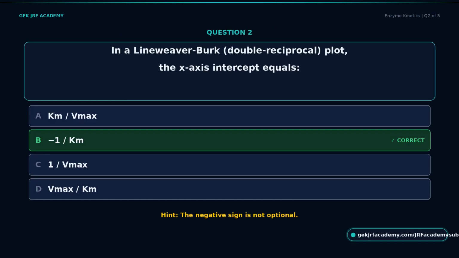Question 2. In a Lineweaver-Burk double reciprocal plot, the x-axis intercept equals which of the following? Option A, Km divided by Vmax. Option B, -1 divided by Km. Option C, 1 divided by Vmax. Option D, Vmax divided by Km.